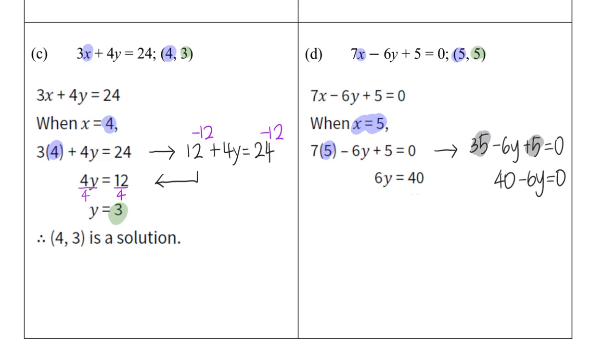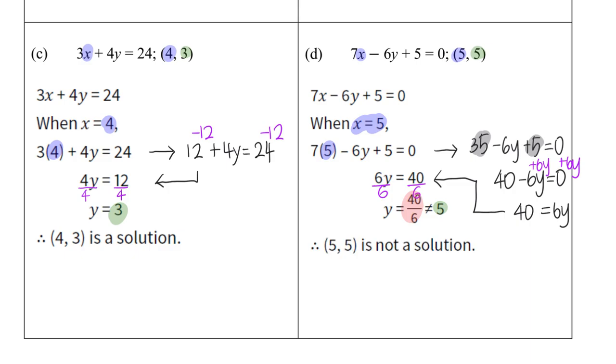And of course, there's another way to go about thinking about this. I could actually add 6y on both sides, and therefore 40 is equal to 6y. I hope you can see that 6y is indeed equal to 40. These are equivalent statements. And of course, the next step is for us to divide by 6 in order for us to get the 1y. And 40 divided by 6 does not equal 5. And because it is not equal to 5, I can then safely say 5 is not a solution of this equation.